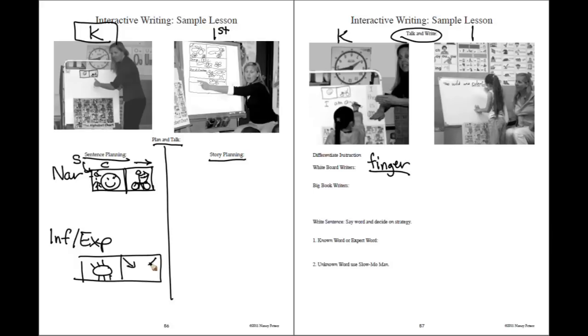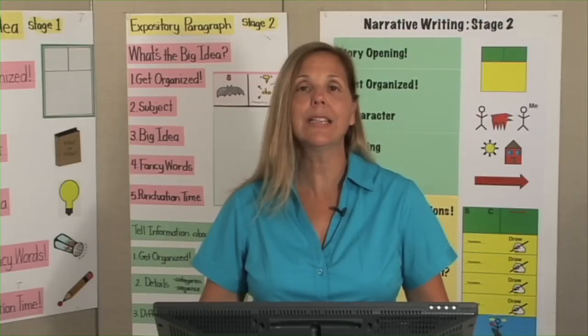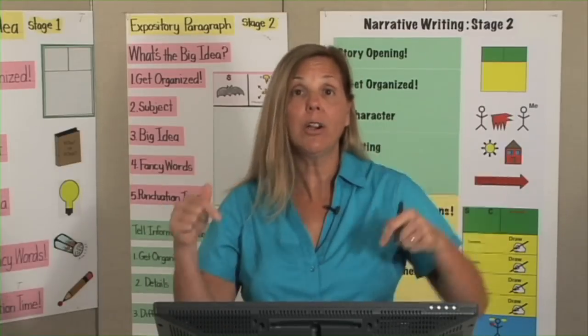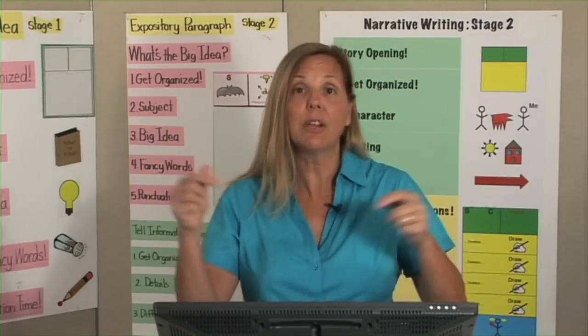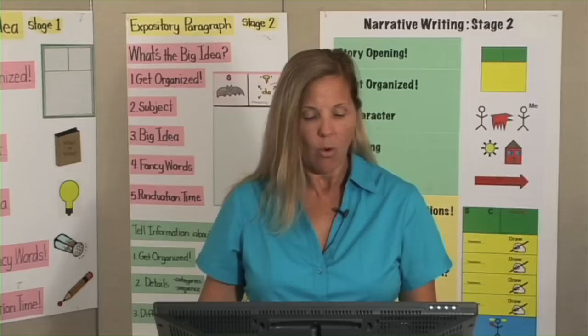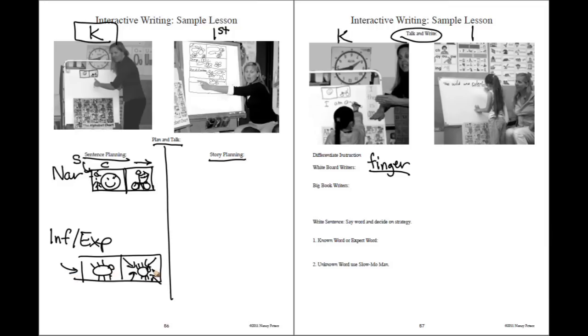Bugs have different parts. So maybe I'm just going to put some arrows there and point to the different parts of a bug. There's our bug. We go back and say, bugs have different parts. What? Bugs have different parts. So we are orally rehearsing after we planned out this information.